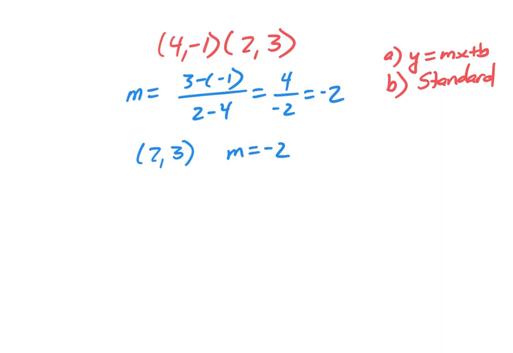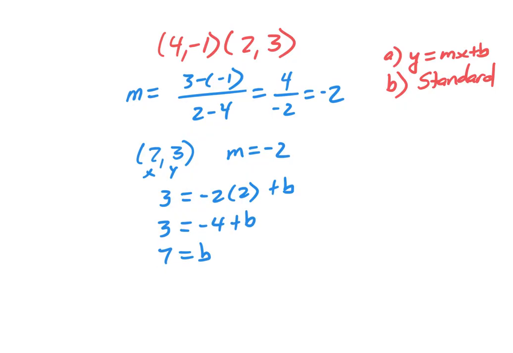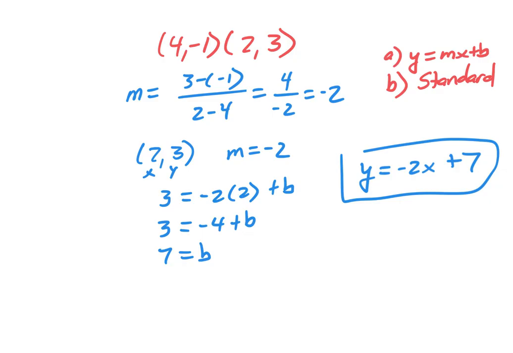And then I'm going to do it like we've done the last couple of problems. 3 equals, because this is x and this is y, negative 2 times 2 plus b. Add 4, and we get b equals 7. Okay, so that is my first answer. That is our slope-intercept form, y equals mx plus b.